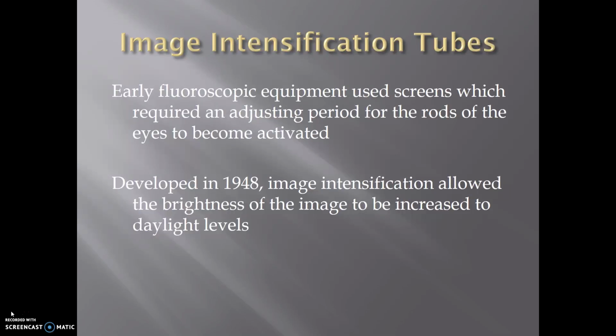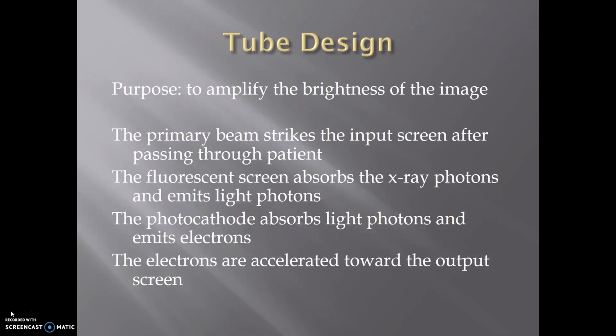Early fluoroscopic equipment used screens which required an adjusting period for the rods of the eyes to become activated. Developed in 1948, image intensification allowed the brightness of the image to be increased to daylight levels. The purpose of image intensification was to amplify the brightness of the image.